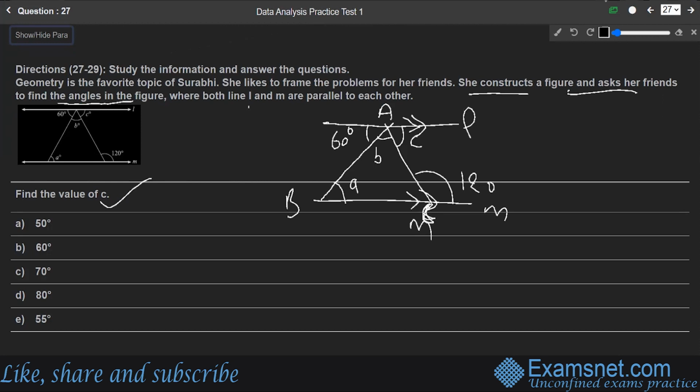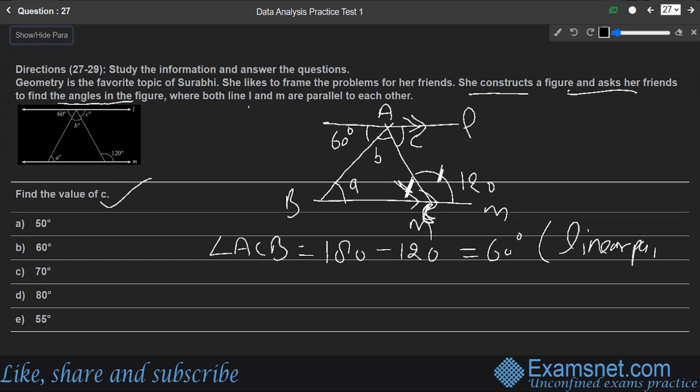So clearly we can write angle ACB, that is this angle. ACB is nothing but 180 minus 120, because this angle and this angle are forming a linear pair, a straight line that has always got a 180-degree angle. So 180 minus 120, that is 60 degree. The reason is they are forming a linear pair. So this very angle comes out to be 60 degree here.